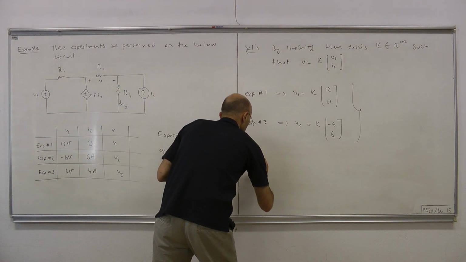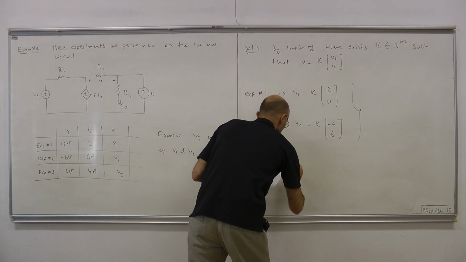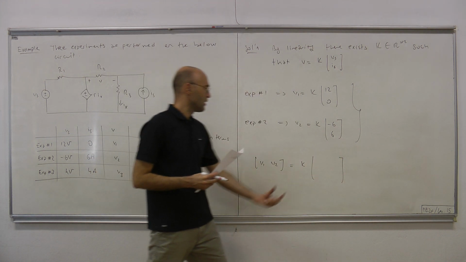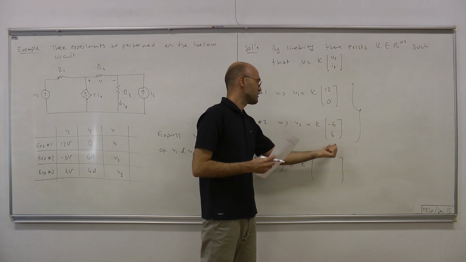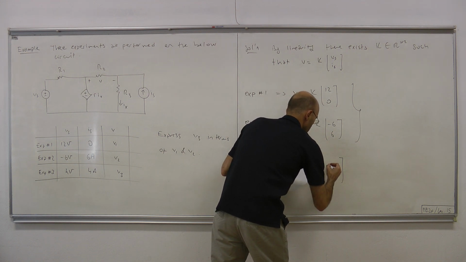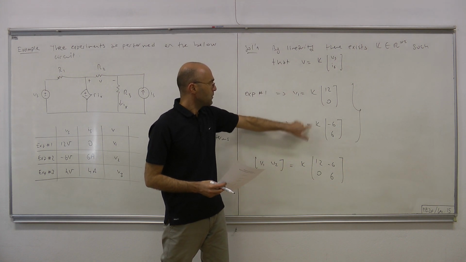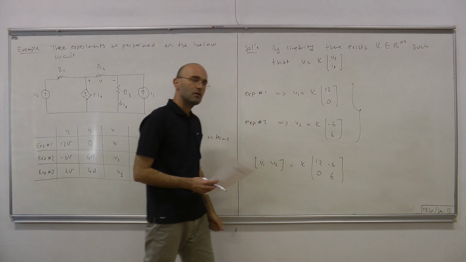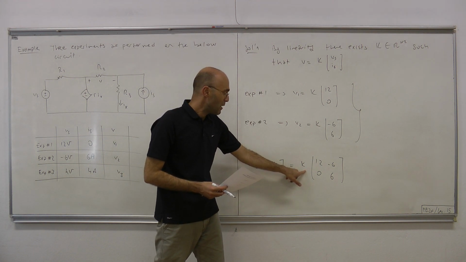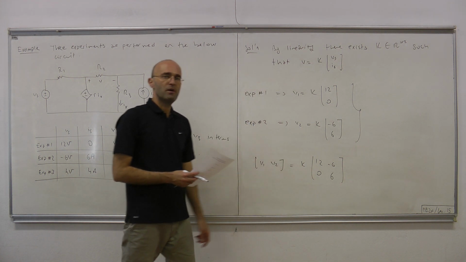Okay. Now, these two individual equations can be put into a single equation. So we can write V1, V2 equals K times a 2 by 2 matrix, where the first column is coming from the first equation, and the second column from the second equation: 12, 0, and -6, 6. All we did is write these two separate equations as a single equation. And then from this equation we can pull out K by multiplying both sides from the right by the inverse of this matrix.